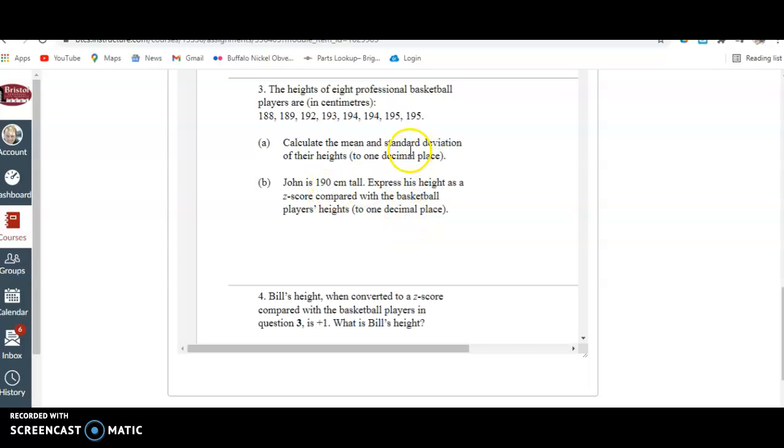Okay, so looking here at number 4 first, it ties back in with number 3, right? Number 3 said the heights of 8 professional basketball players are here. Calculate the mean and the standard deviation. If you did that one correctly, the mean should have been 192.5, and the standard deviation was 2.5.